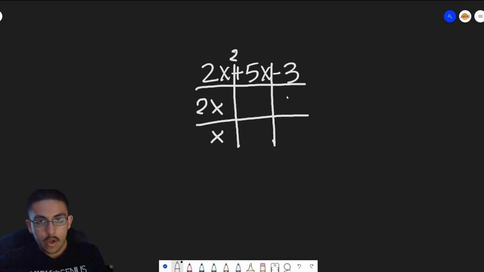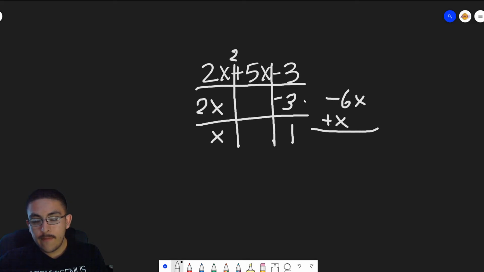So let's think. To get negative 3, we need a 3 and a 1. But one of these has to be negative to get the negative 3. So let's put the negative here. We're going to go across like we did before. 2 times 3 is going to give us negative 6. But don't forget the x. X times 1 is going to be plus x. Remember, they have to add up to 5x. Negative 6 plus x is going to give us negative 5x. That doesn't match up, so that means the negative's in the wrong spot again, which is an easy fix.